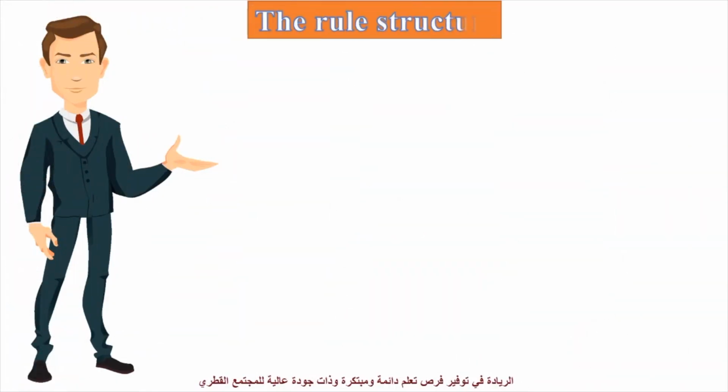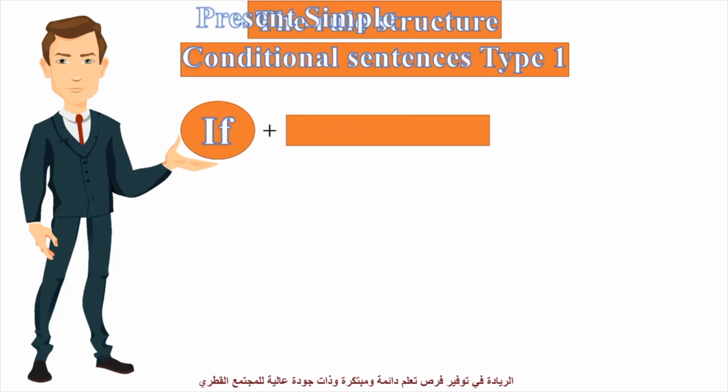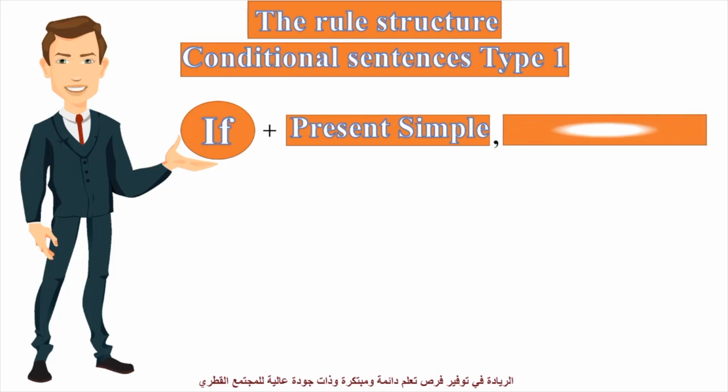And now let's begin with the rule structure of the conditional sentences type 1. We begin with if, the conditional tool, then we have to use the present simple sentence, then a comma, do not forget a comma, then future simple sentence. The present simple sentence begins with subject plus verb 1 plus minus s.